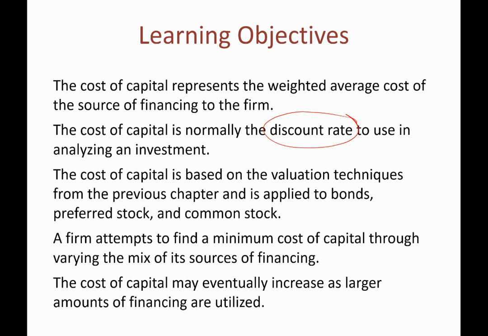Then a firm attempts to find a minimum cost of capital through, again, trying to vary the proportions. How much debt do you need? How much preferred stock do you need? And how much common stock? So by varying these proportions, you're trying to strike a balance where you minimize that cost of capital. Again, we're going to explore this towards the end.